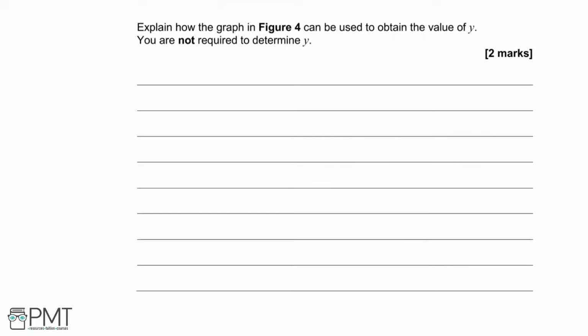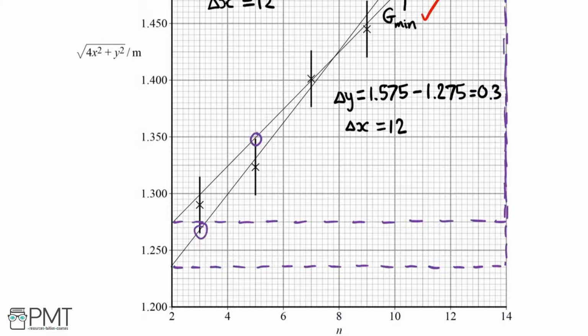Explain how the graph in figure 4 can be used to obtain the value of y. You are not required to determine y. So let's first of all go back to the graph and see what we can obtain. Because we obtain a straight line, we can model the equation for a straight line, which means that the y value they are asking for, which they're not asking us to obtain, but asking us to explain how to calculate, is the y-intercept of this graph.